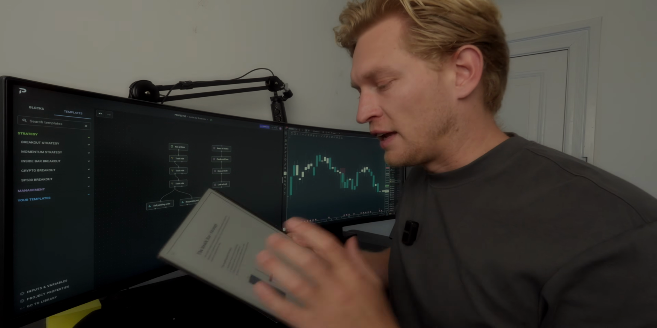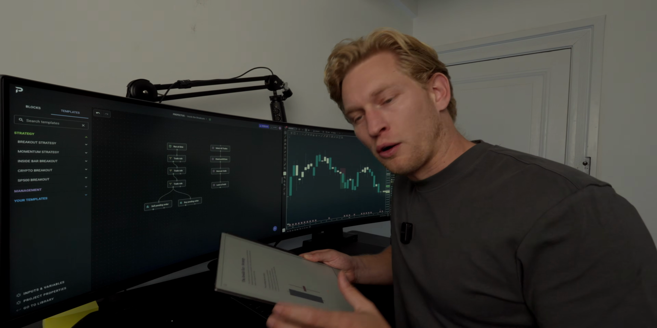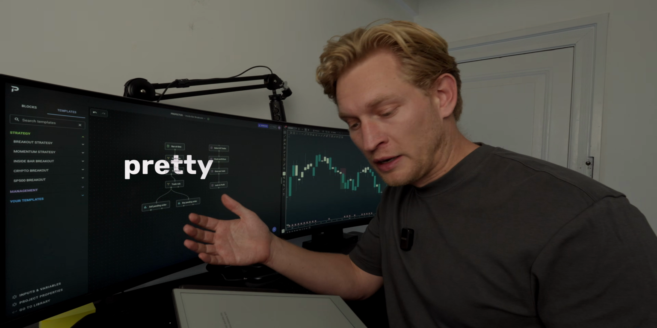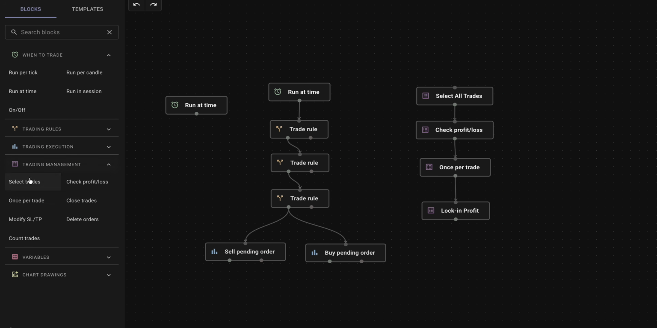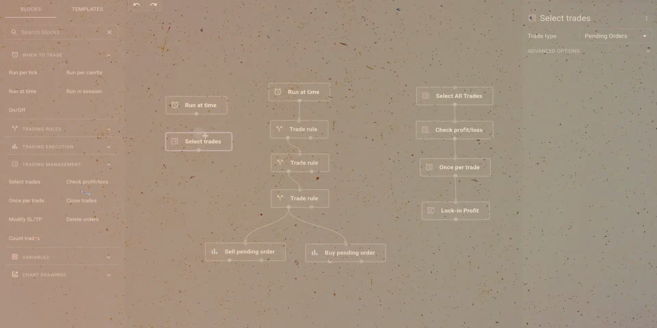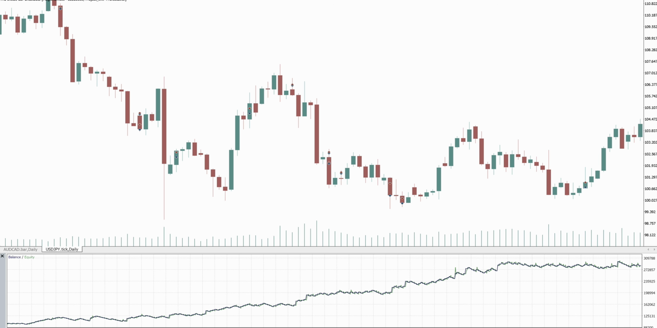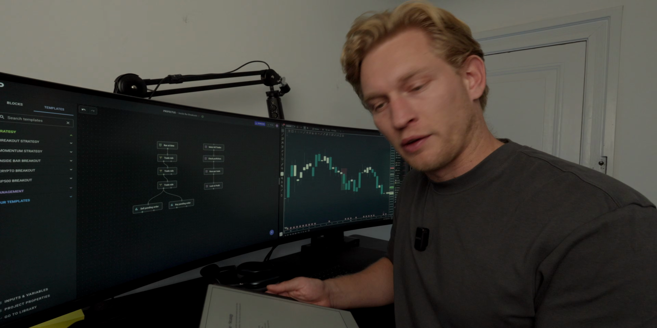Today we're gonna automate the inside bar strategy, a super powerful strategy and pretty beginner friendly. We're gonna build it in Profectus in a few blocks, but I'm also gonna show you on the charts how this trading plan looks, what the results are, and let's dive into it straight away.